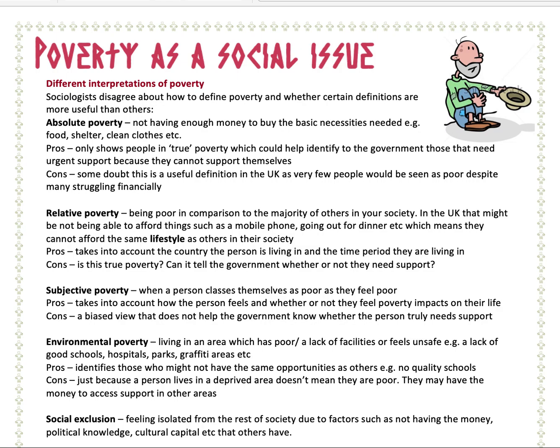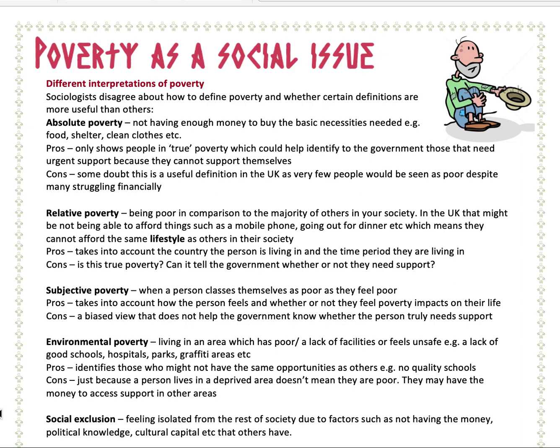Okay, so you need to know the different definitions of poverty. There are four definitions of poverty and then something called social exclusion as well. You need to know all of these, but you may get a question that asks you to pick one type of poverty and explain why that's a useful way of defining it or not. So for each one, have a basic understanding of what the definition is and ideally a strength and a weakness of why it's useful if the government or sociologists chose to define poverty in that way.